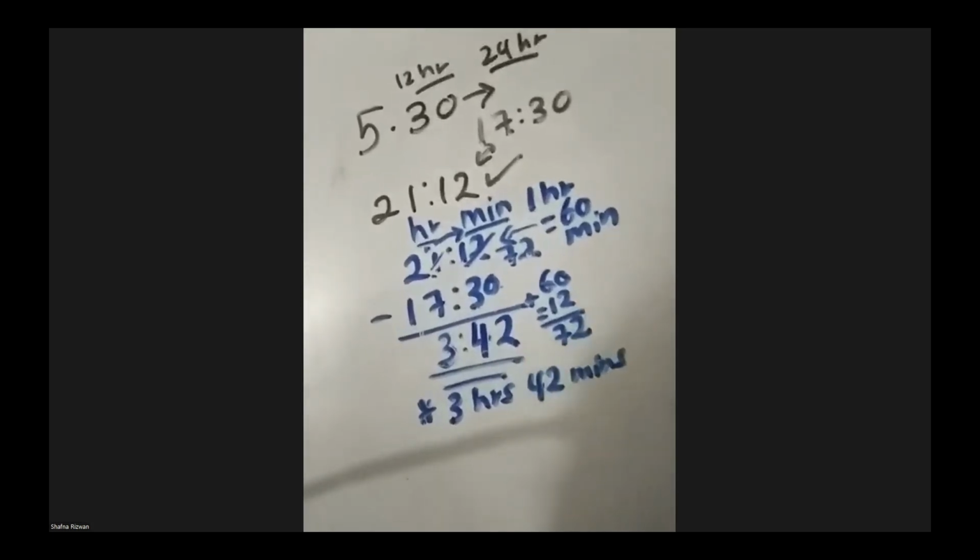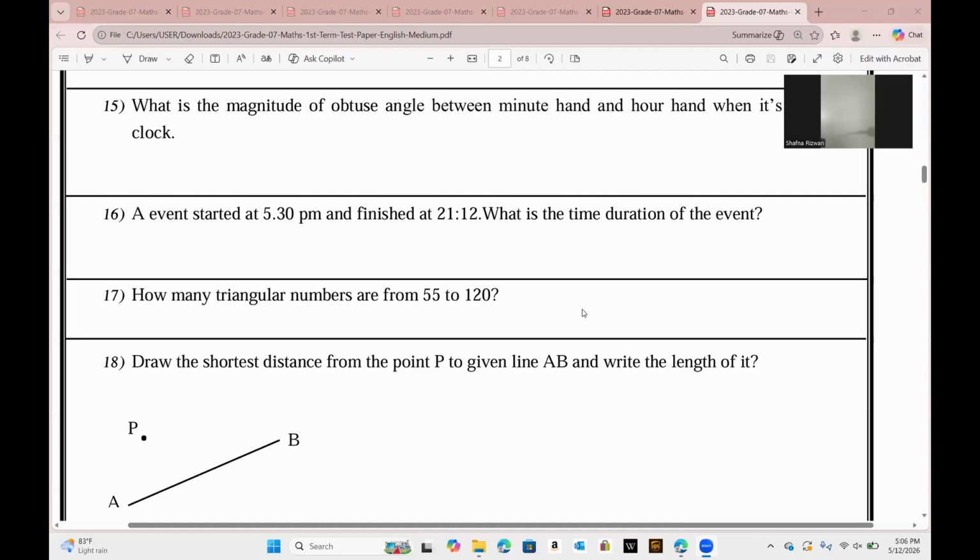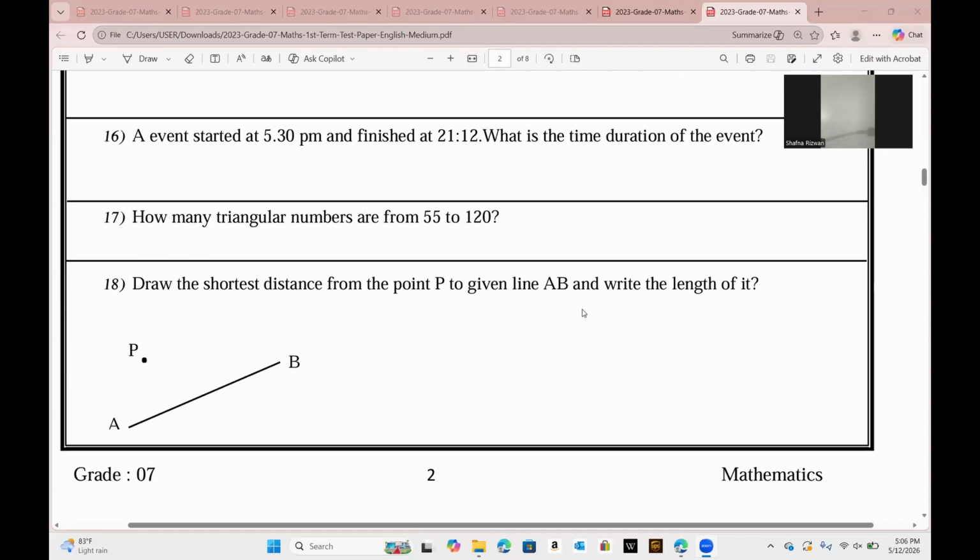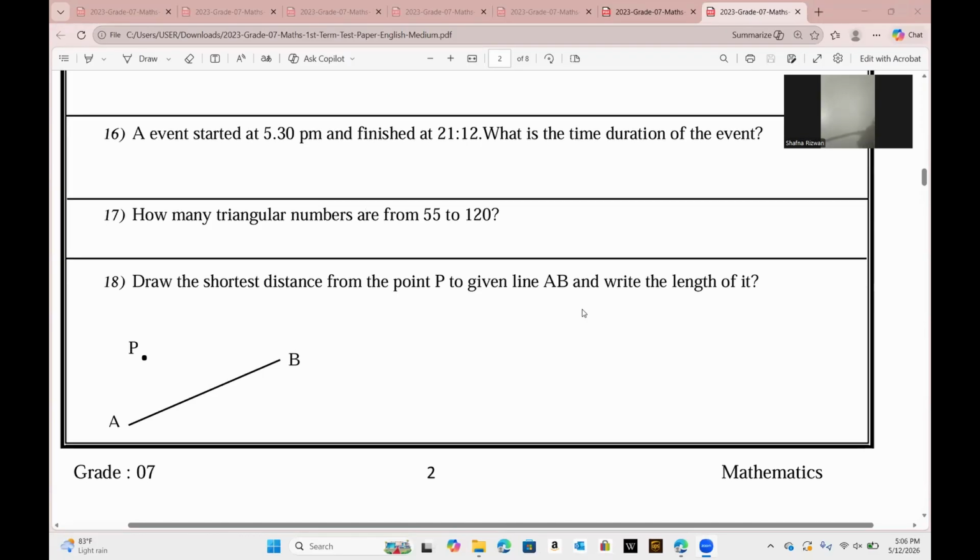Now let's go to our next question. They are asking how many triangular numbers there are from 55 to 120. How can you find the triangular numbers from that? Okay, let's find it.